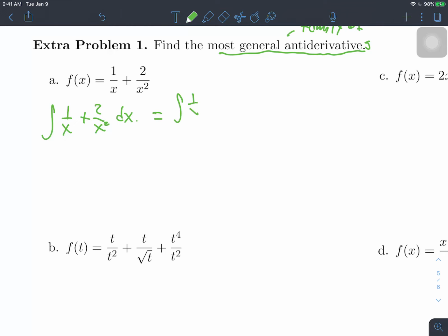We can just do the integral of 1 over x plus the integral of 2 over x squared dx. Let's handle the first one first. What do we think for an antiderivative of 1 over x? Some function such that the derivative of that function is 1 over x. Yeah, ln of x. Got to be a little careful though, we need the absolute value sign. Okay, plus c. Plus, now we find an antiderivative of 2 over x squared.